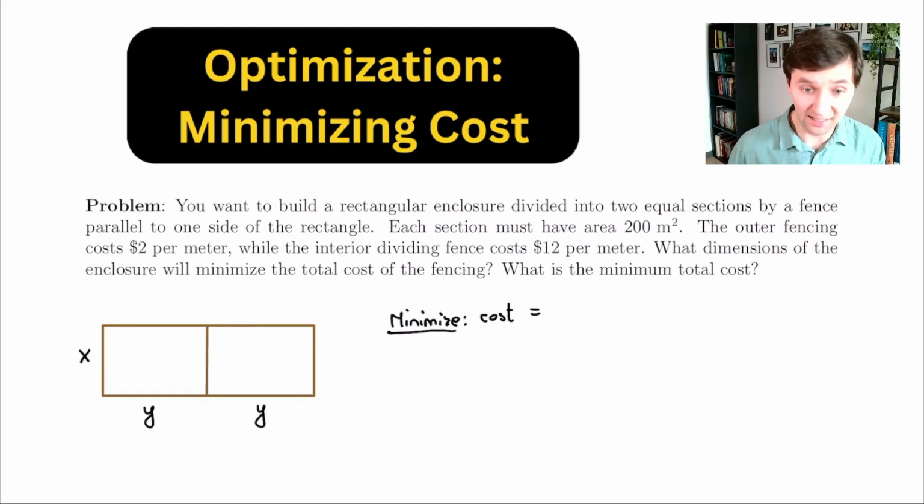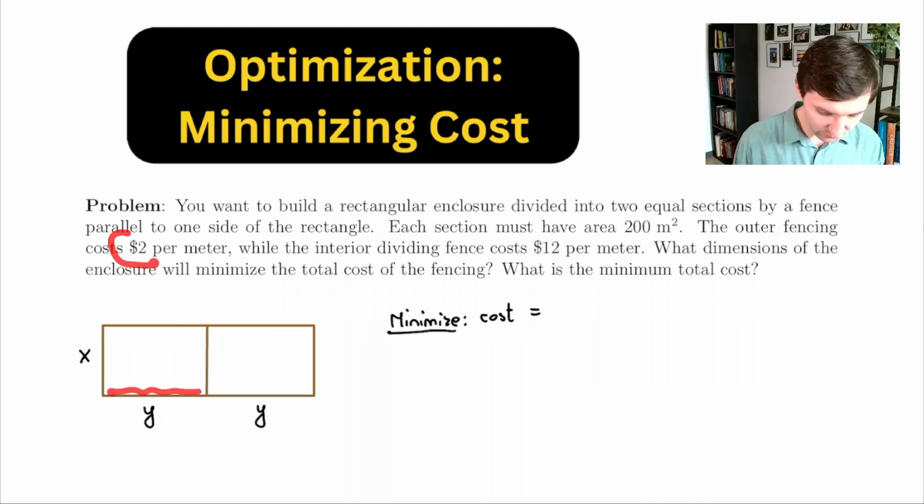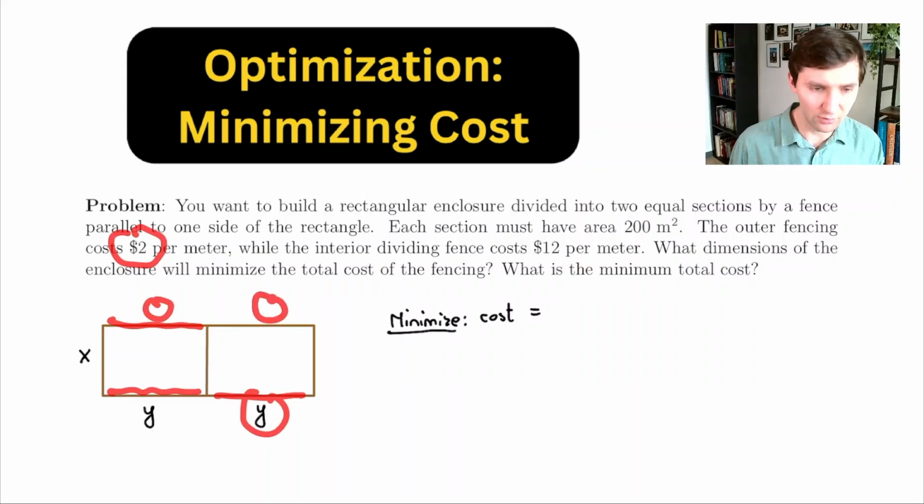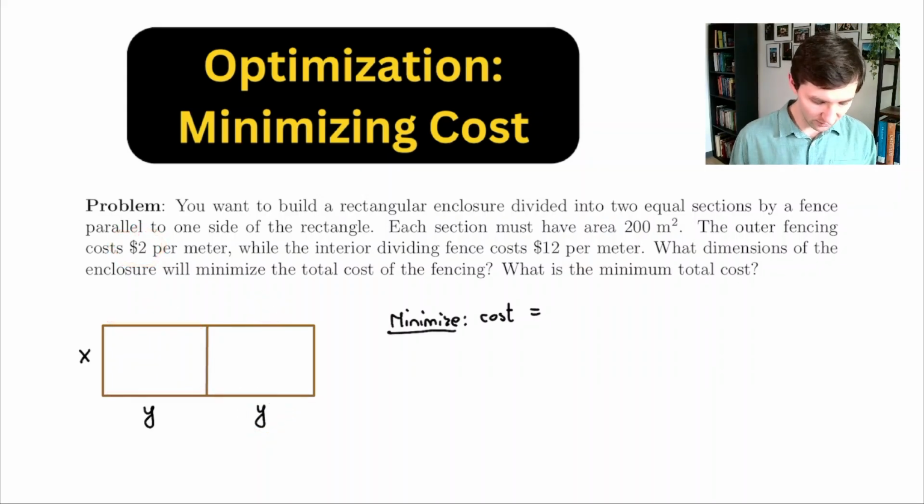How can we set up a formula for the cost of this enclosure? I know that this y will cost $2. This y will cost $2. This y will cost $2, and this y will also cost $2. So the cost of these four sides is $2 times y, and there are 4 such sides, so I multiply it by 4.